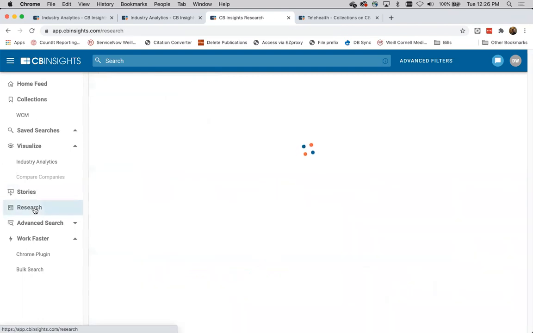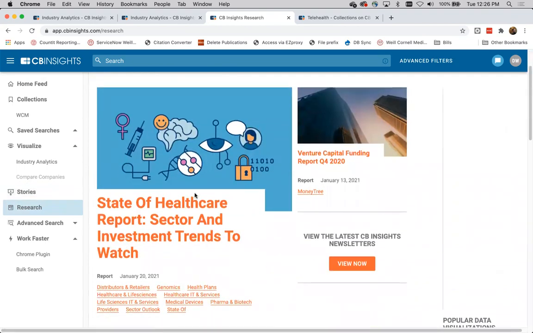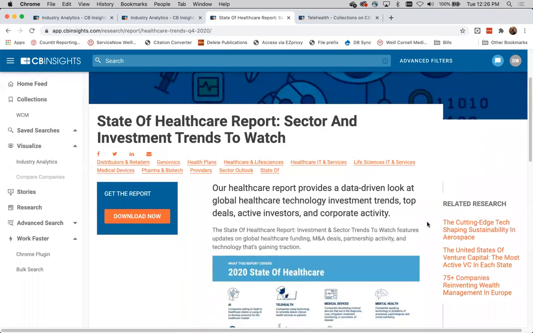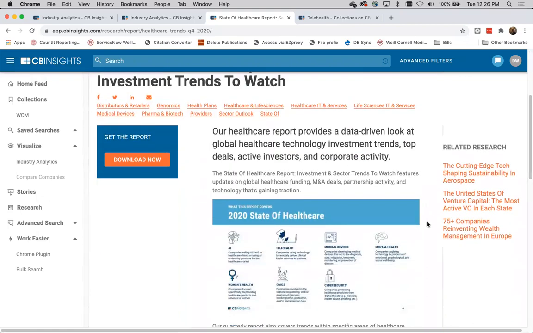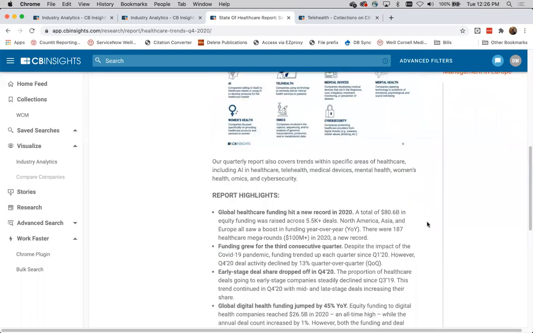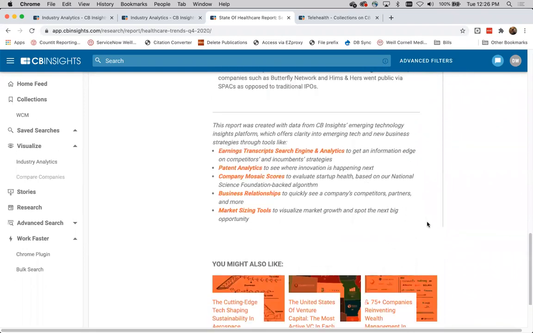One more thing I'll mention is the research option. So this is where you're going to get your market reports. There was a health one that popped up earlier today that seemed like it might have been interesting. State of healthcare reports, sector and investment trends. So if you're thinking about getting started with something, or if you are a retail investor looking at potential stocks to buy, these types of reports are great to have, and they're part of our subscription. So you don't have to pay the $3,500 fee for generating these kinds of reports, which you'd have to outside of our subscription.